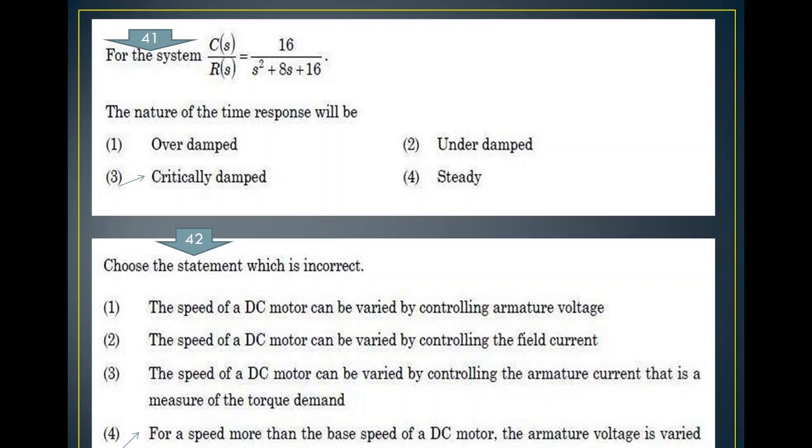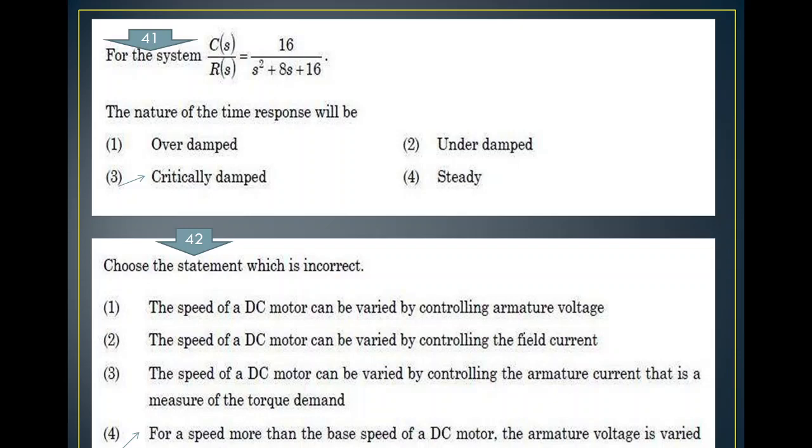Next question, question number 41. For the system C of S upon R of S equal to 16 upon S square plus 8S plus 16, the nature of the time response will be option first overdamped, option second underdamped, option third critically damped, and option fourth steady. The correct answer is option third, that is critically damped. It is simply shown in the equation and you can solve it. So next question number 42.